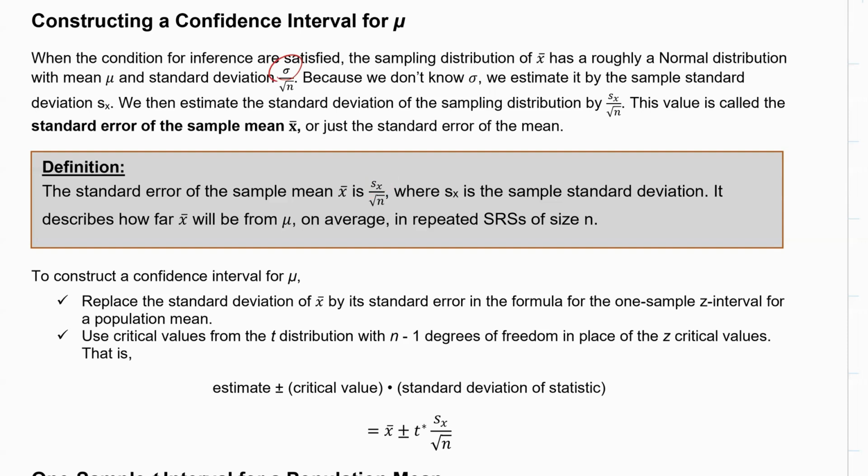When we use the sample standard deviation, this expression is no longer a standard deviation of the sampling distribution of X bar, but rather it is the standard error of the sampling distribution of X bar. And that's what we're going to end up using as we create the confidence intervals for an interval in which we think the population mean exists.